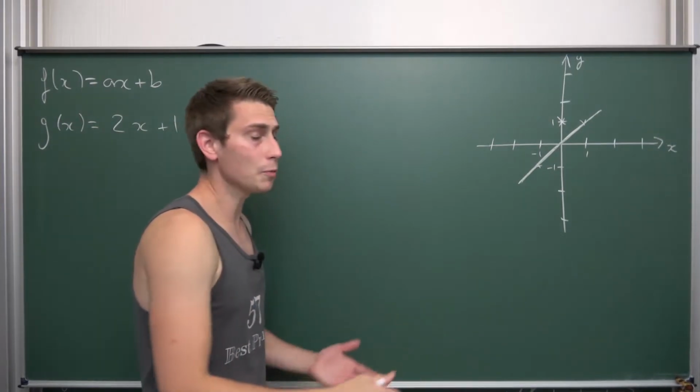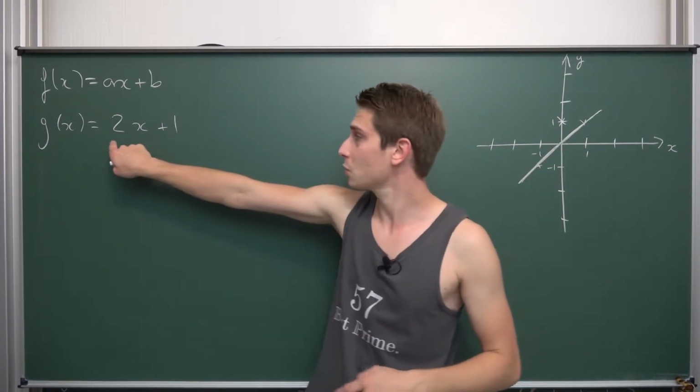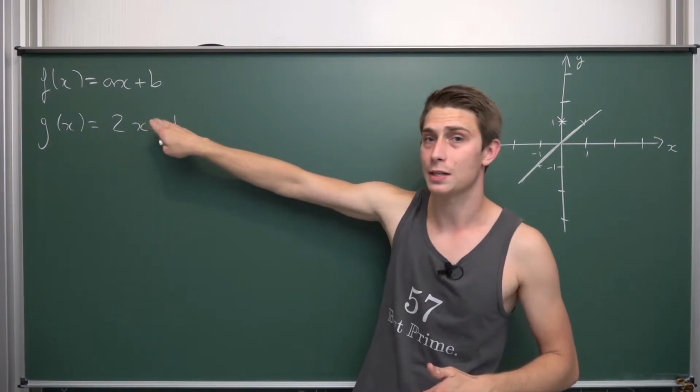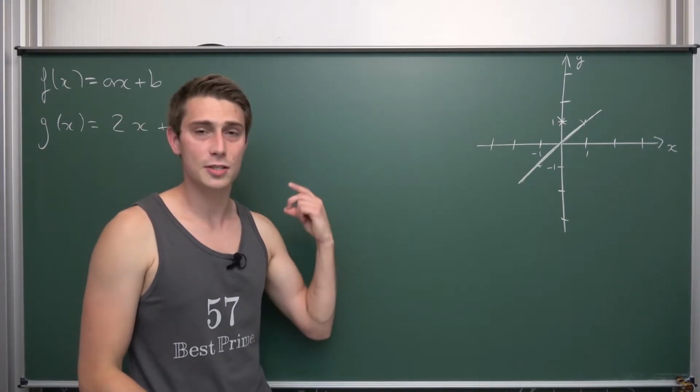You can get the same result by plugging in 0 as the x value into this function. Then you're going to get 2 times 0, which is nothing but 0, plus 1, which is nothing but 1. And hey, there you go. Y-intercept, thank you so much for being there.